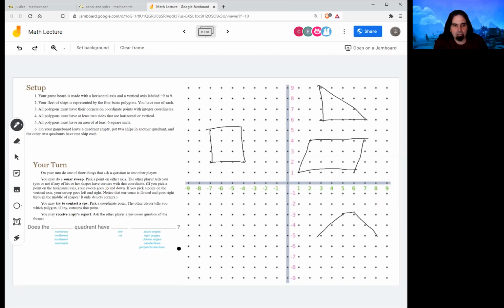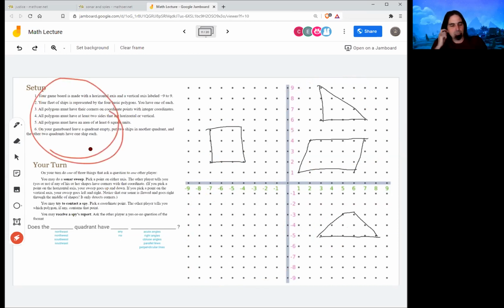And finally, on your game board, one of the quadrants will be empty. One of them will have 2 of your shapes, and then the other ones left over get 1 shape each. Everyone okay about my setup rules? Yeah.